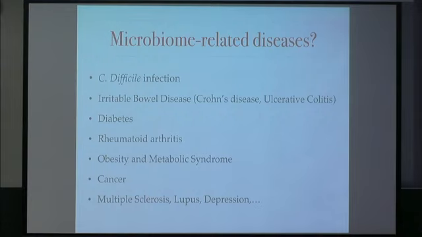There are a number of other autoimmune disorders, like diabetes and rheumatoid arthritis, where the microbiome has been implicated. There are some very interesting links with obesity and metabolic syndrome, especially in animal studies. In mice, you can show that if you transplant into a mouse the microbiome of an obese person, they acquire symptoms of obesity. So that's very intriguing data.